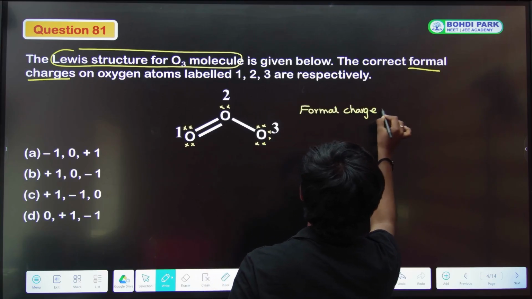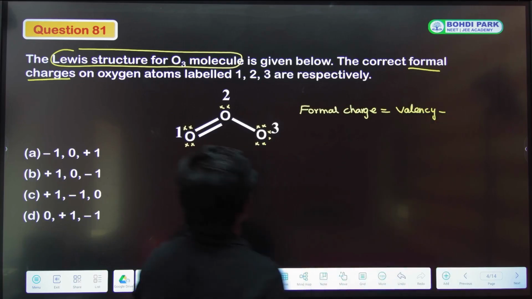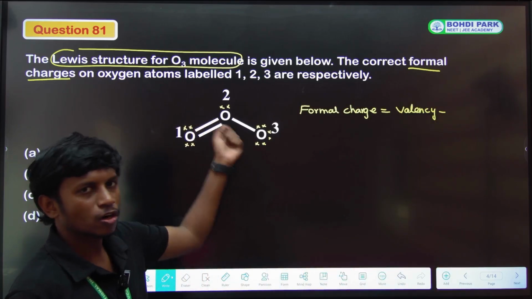It is simple. It is nothing but the valency of the atom minus the number of electrons as a lone pair.